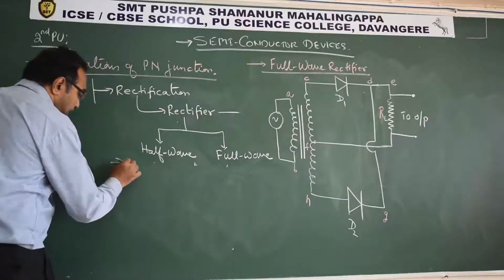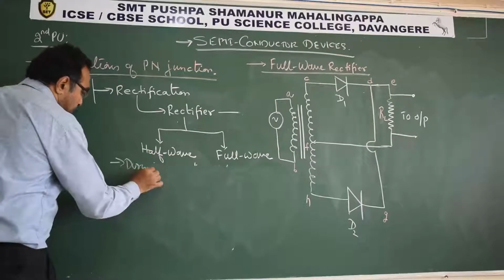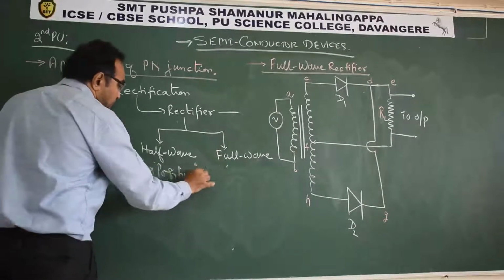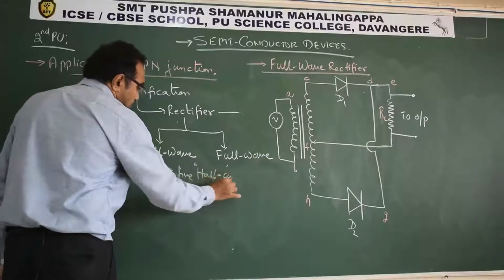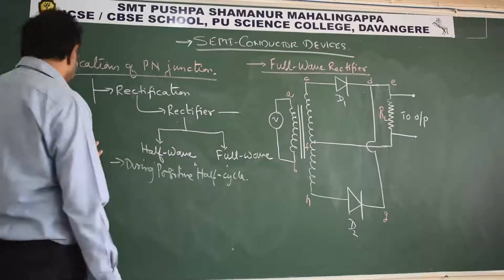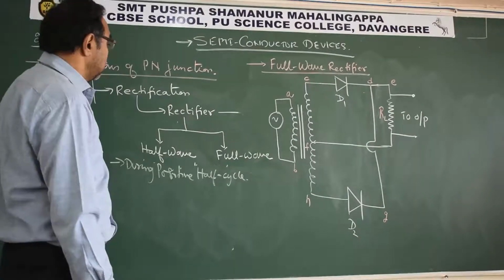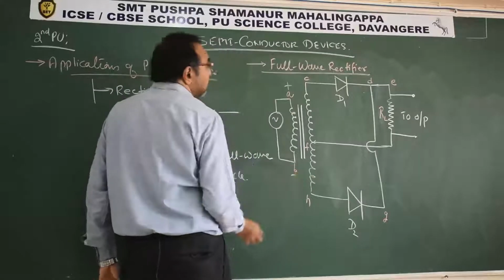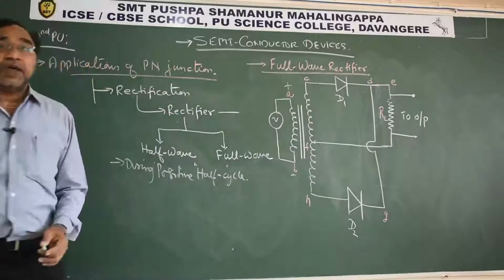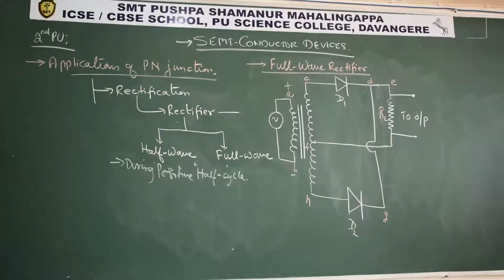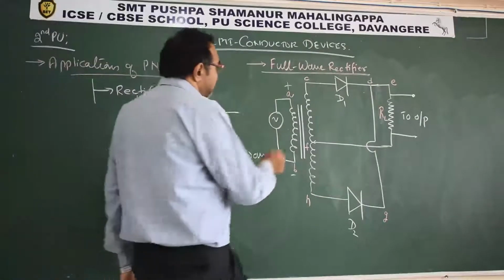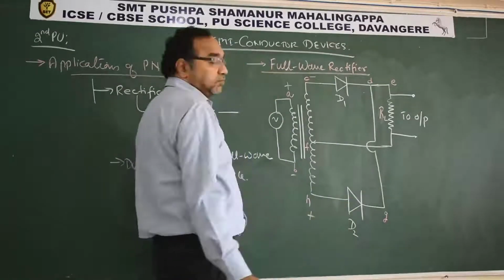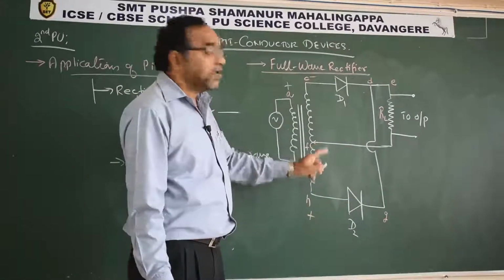During the positive half cycle, again the same story. During the positive half cycle, what do we have? A is positive, B is negative. So what happens? Again we have the same reasoning. Please use your reasoning powers. C will become negative, H will become positive. Now what will happen at the center tapping?